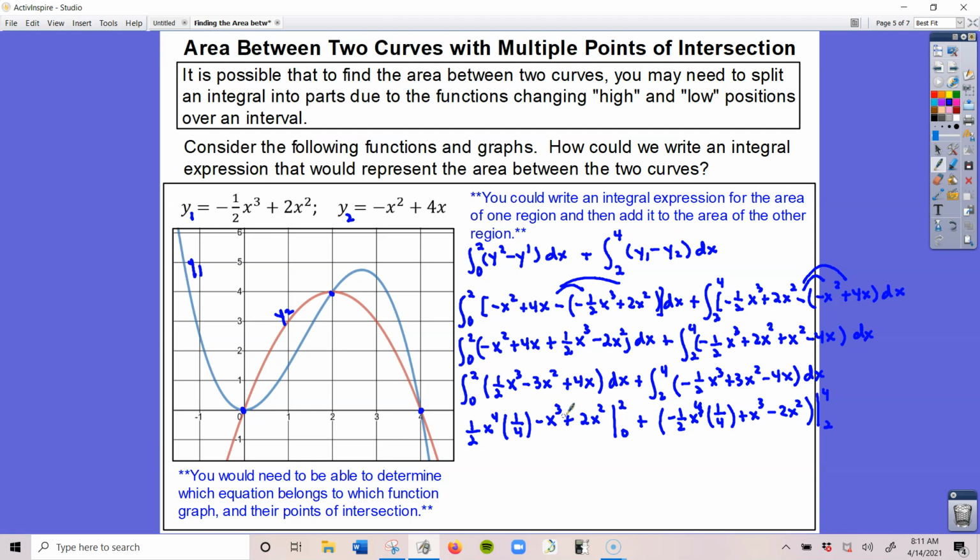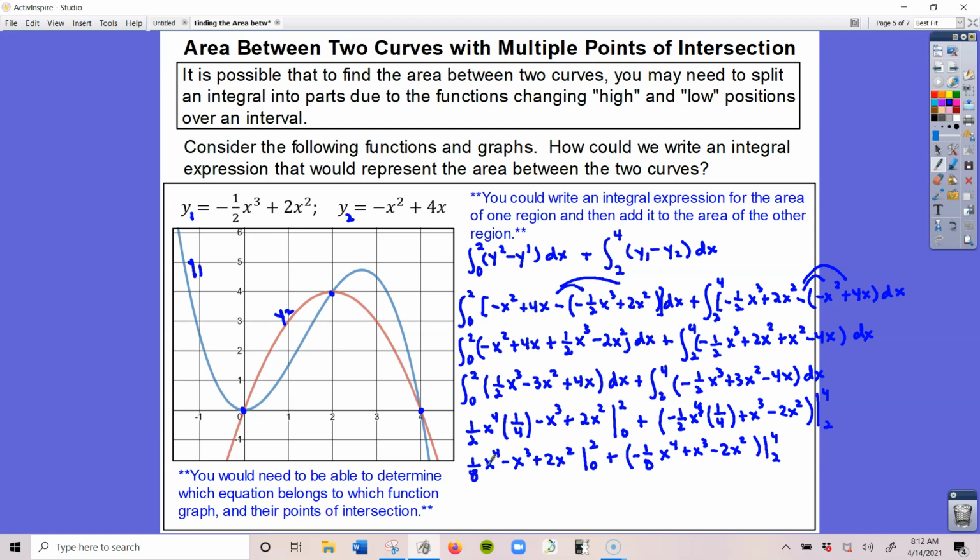We can rewrite this a little bit so it's easier to work with. This would be 1 over 8 x to the fourth minus x to the third plus 2x squared, evaluated from 0 to 2, plus negative 1 over 8 x to the fourth plus x to the third minus 2x squared, evaluated from 2 to 4. Okay, that was a lot, but now we're going to plug in these numbers.